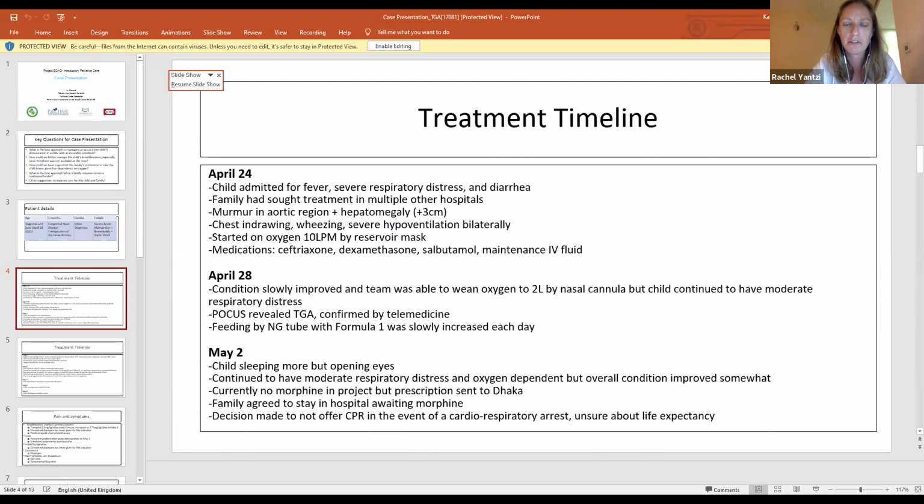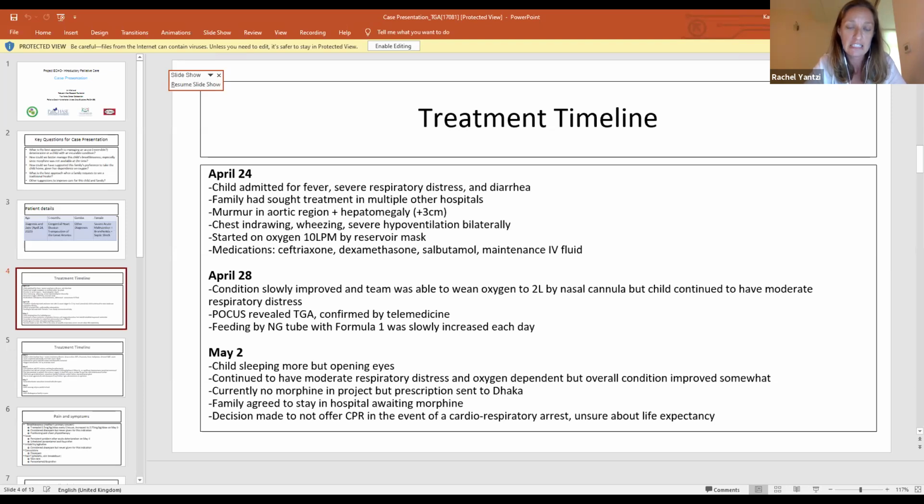She was admitted initially with fever, severe respiratory distress, and diarrhea. At the time, they noticed a heart murmur in the aortic region, and she also had pretty significant hepatomegaly. She was having quite severe respiratory distress and hypoventilation bilaterally in the lungs, and wheezing. So the team was actually suspecting bronchiolitis, but with a possible underlying heart condition. At the time they started oxygen by reservoir mask at 10 liters per minute and gave antibiotics, dexamethasone, salbutamol, and IV fluids.